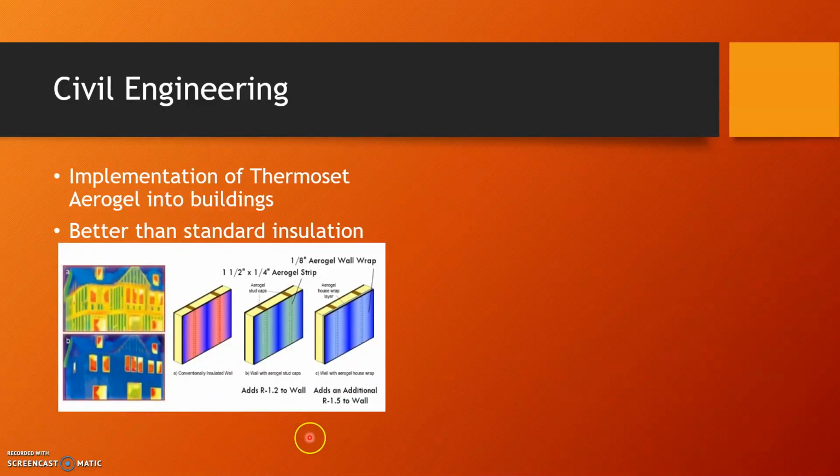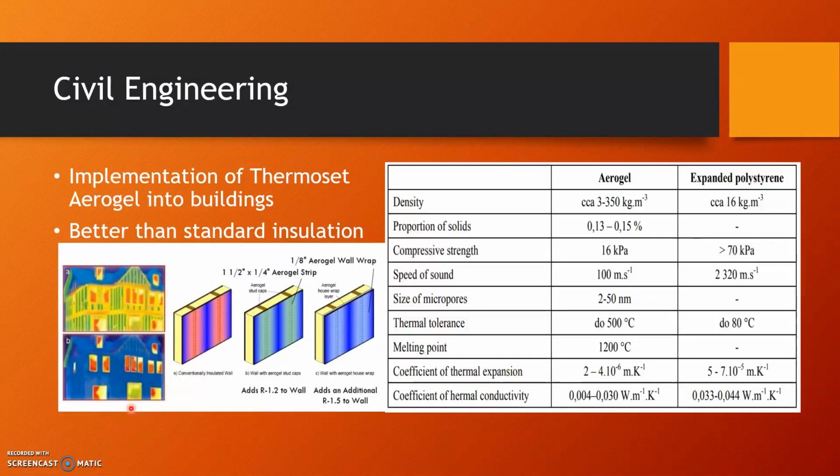So for civil engineers, thermoset aerogel is widely used as an insulator. As you can tell, on the top is a house with standard insulation, and it is losing a lot of heat, which in return costs a lot of money for the people owning the house or businesses. On the bottom, it's a house insulated with thermoset aerogel, and it is a lot better at maintaining its temperature inside, which in return saves money.